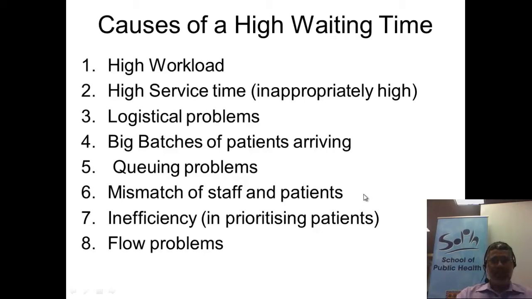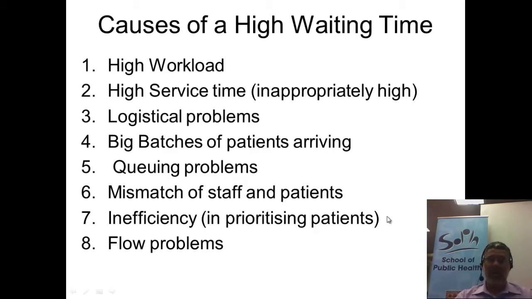A mismatch of staff and patients. This can cause large waiting times. This happens when patients arrive to be seen, but the staff are not yet there to see them, or the service point of the staff hasn't opened yet. Okay, so if staff are due to see patients from 11 o'clock onwards, because before that they are busy in a meeting or they're busy doing other work, then if the patients arrive before 11, then clearly they will wait until 11 before the staff member starts seeing them. Yes. So this can be a potent cause of high waiting times.